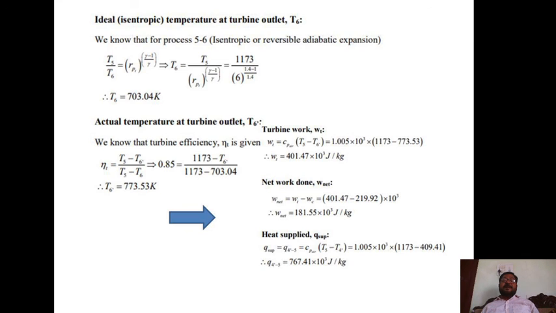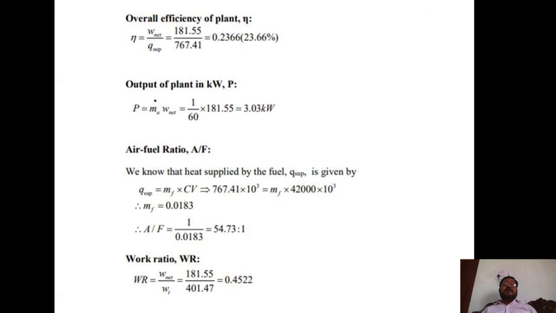Heat supplied is Q supply, Q4 minus Q1, Cp into T5 minus T4 dash, it is 1.005 into 10 to the power of 3. This heat supply I have explained in the earlier sessions very clearly. Overall efficiency also is the same, and then our output of the plant is in kilowatts.